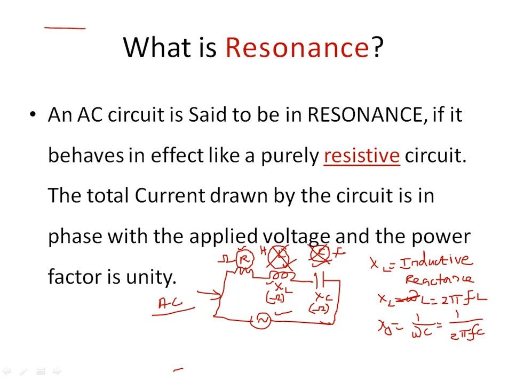Suppose I assume this is the current axis. The same will be the voltage axis if it is resistance. That is, the voltage current phasor relationship will be like this in resistance. Similarly, while dealing with the inductor, the voltage leads the current by 90 degrees. What is the voltage current phasor relationship in a capacitor? The current leads the voltage by 90 degrees. Correct?